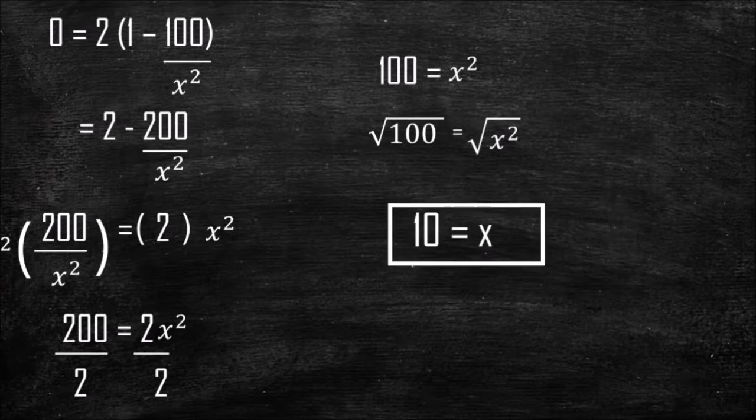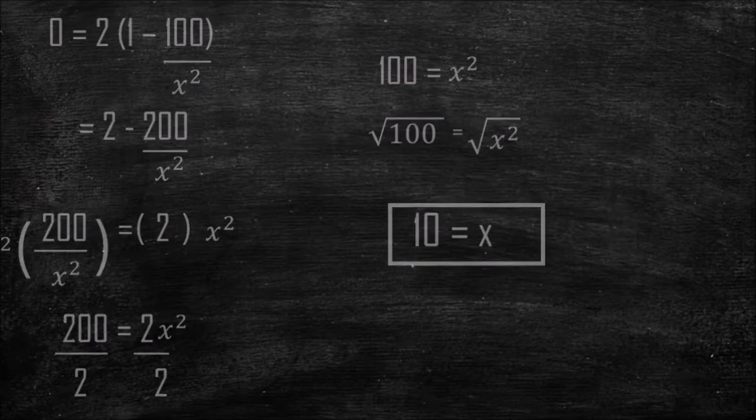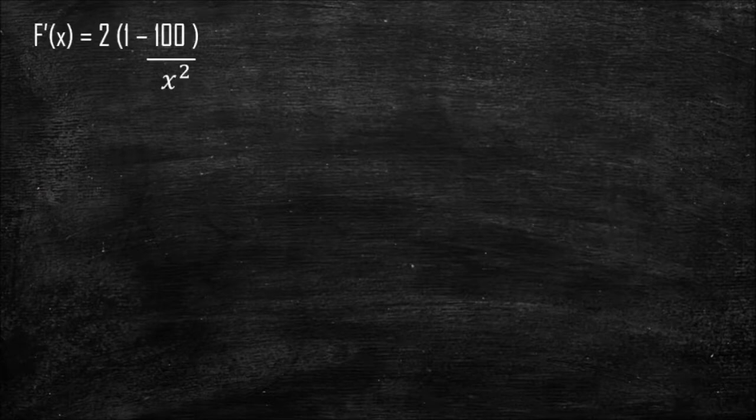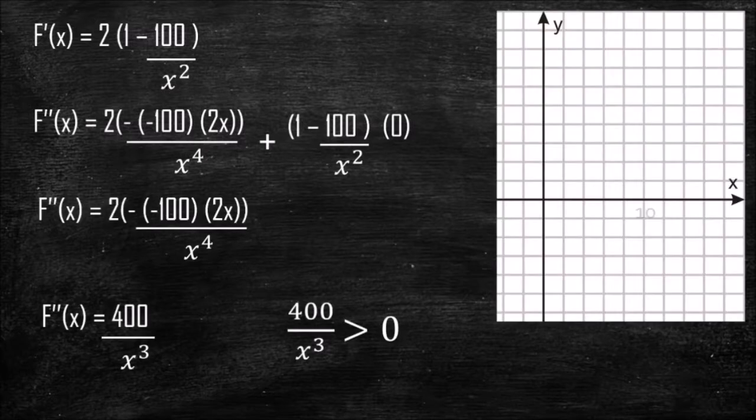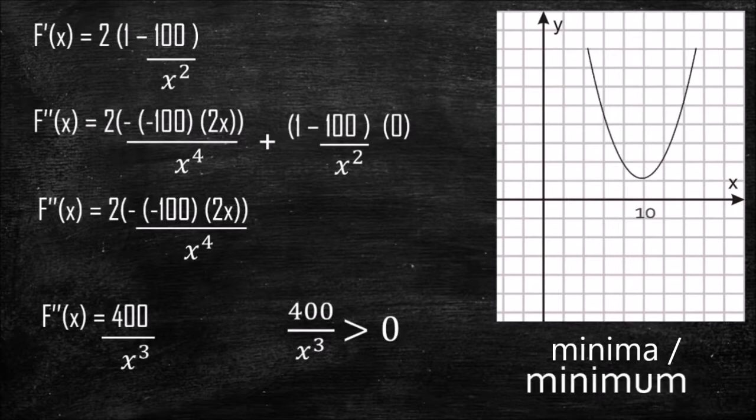Now, since we have our critical value as 10, we can check if it is a minimum or a maximum by checking its second derivative. Given that our first derivative is 2 times quantity 1 minus 100 over x squared, we can get our second derivative as 400 over x cubed. Since it is greater than 0, then we can say that if we graph it, it will be concave up. Therefore, it is a minimum.